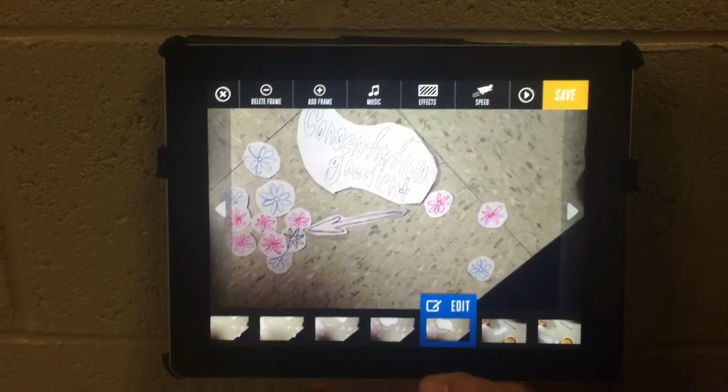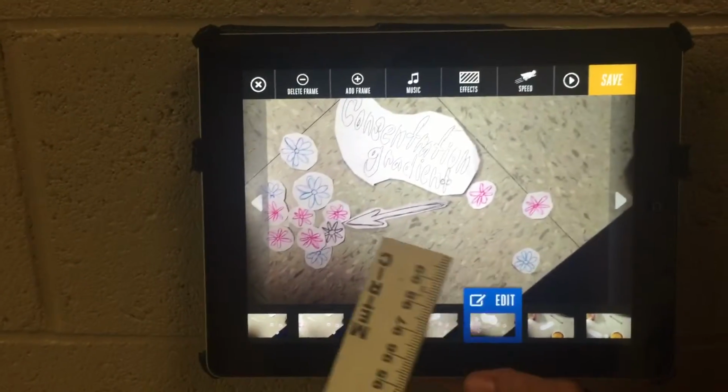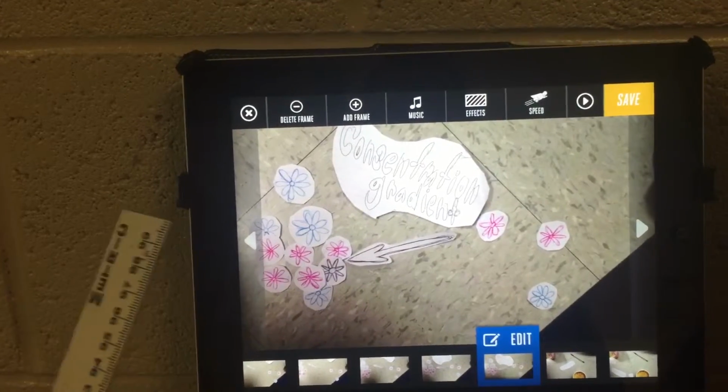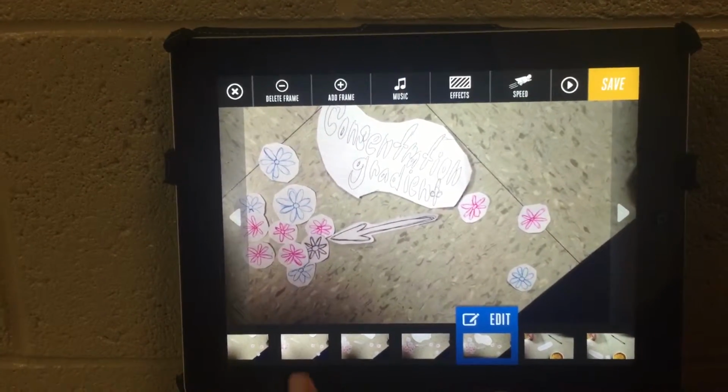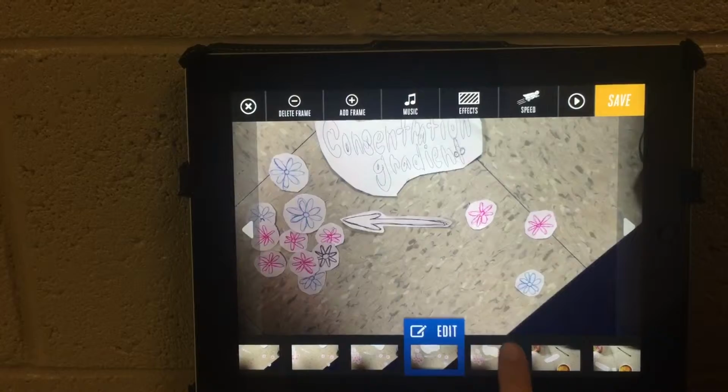So what's happening right now is movement from low concentration up to high concentration, and this is what active transport is, and that's what endocytosis and exocytosis is.